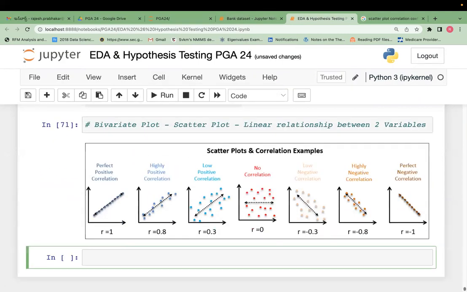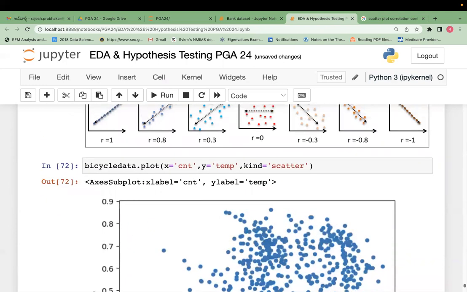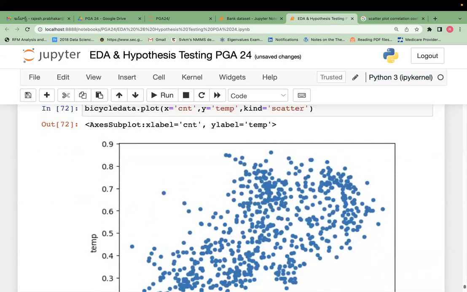So you can see here different correlation plots of scatter plots. Now bicycle_data[['cnt', 't0']]. Oh, sorry. bicycle_data.plot(x='cnt', y='t0', kind='scatter'). Now you can see the scatter plot. Moderate, right? This is your moderate correlation.